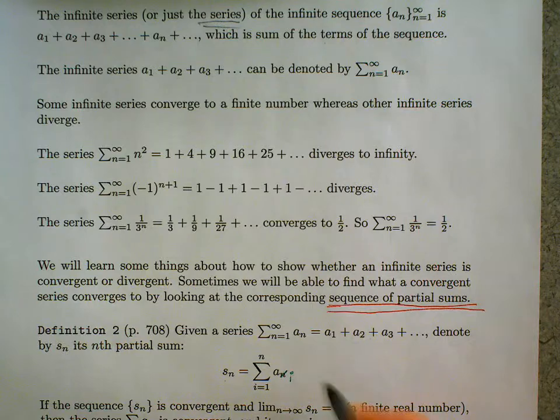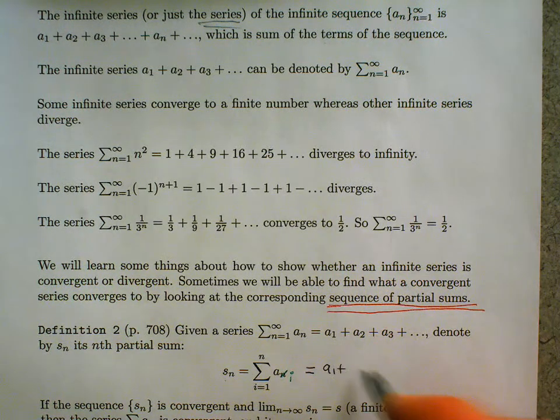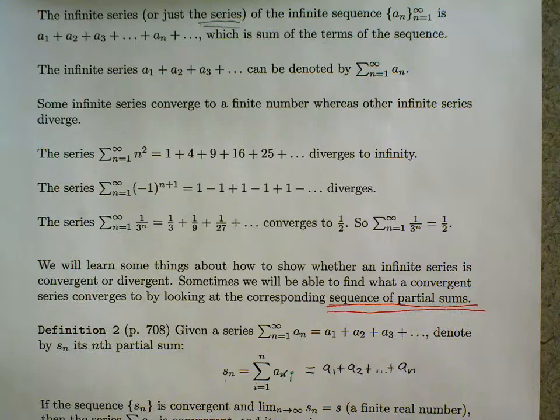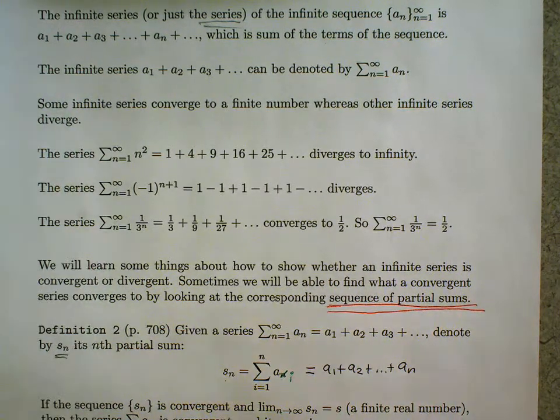So to reiterate, this partial sum is just a sub 1 plus a sub 2 and so on up to a sub n. So S sub n forms a new sequence. It's called the sequence of partial sums.